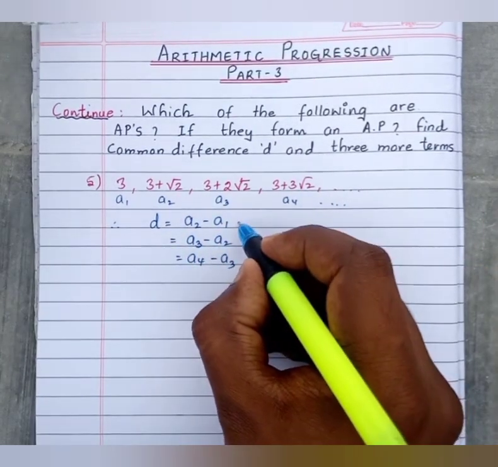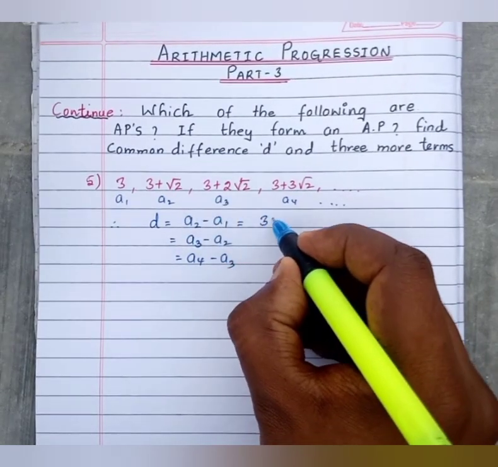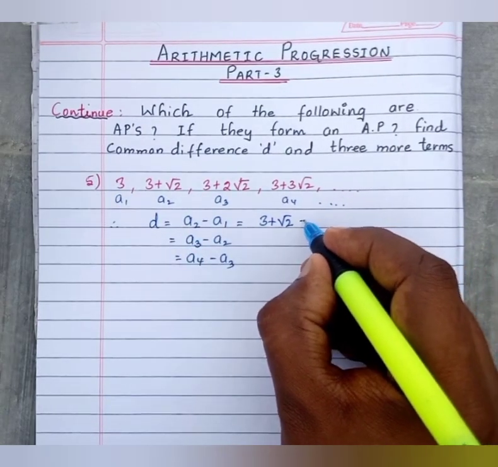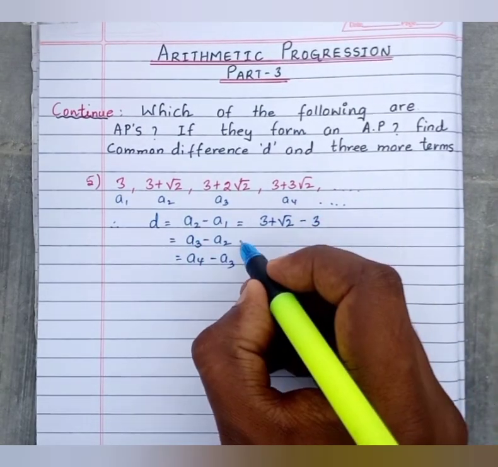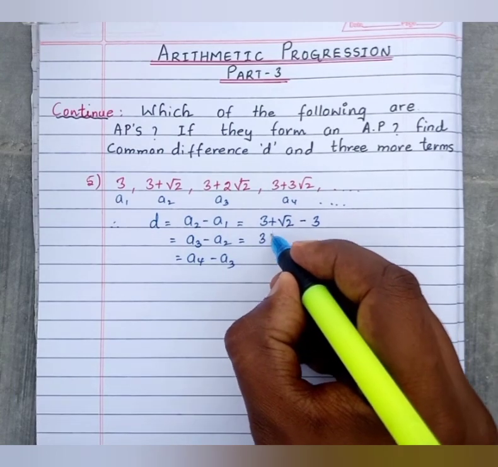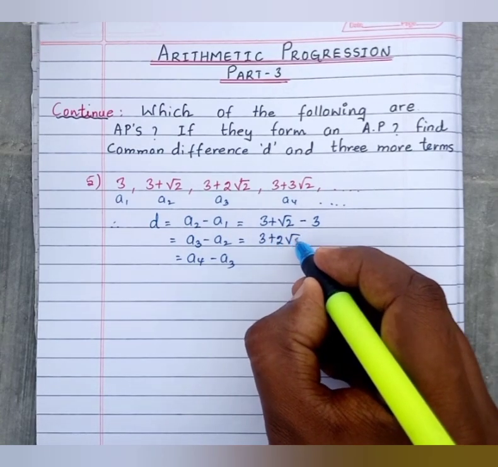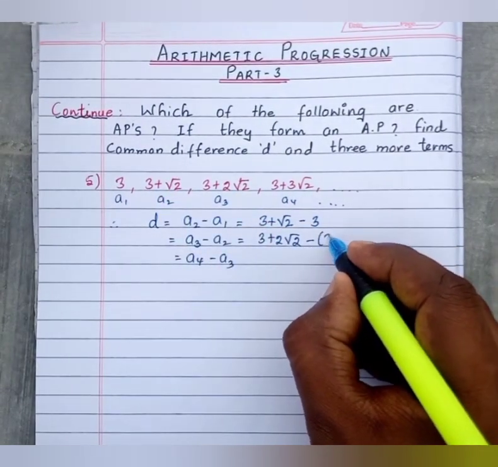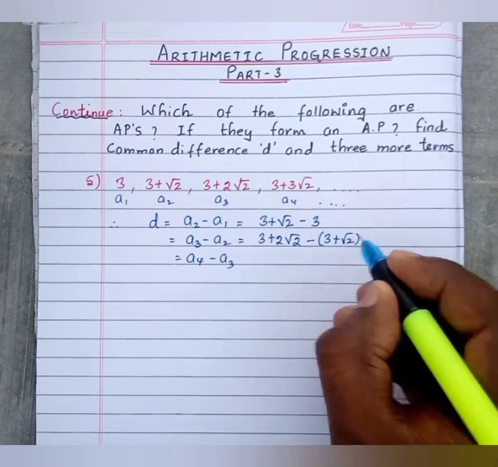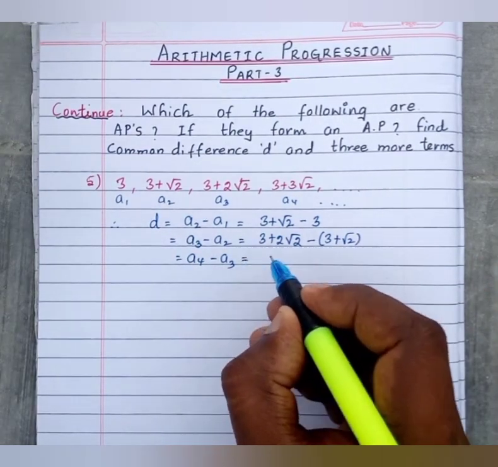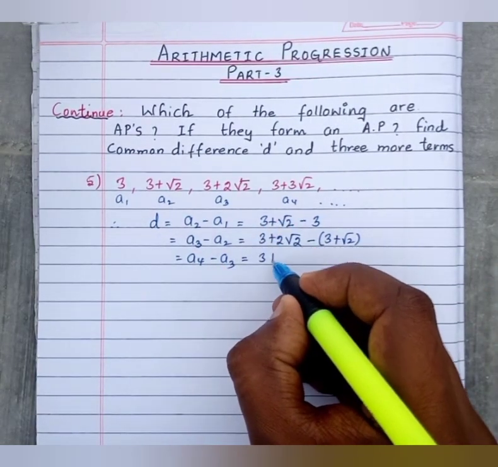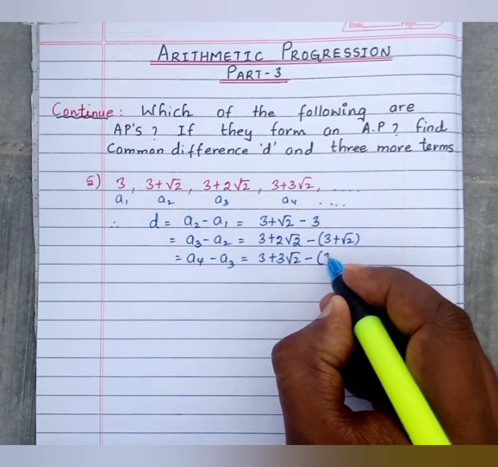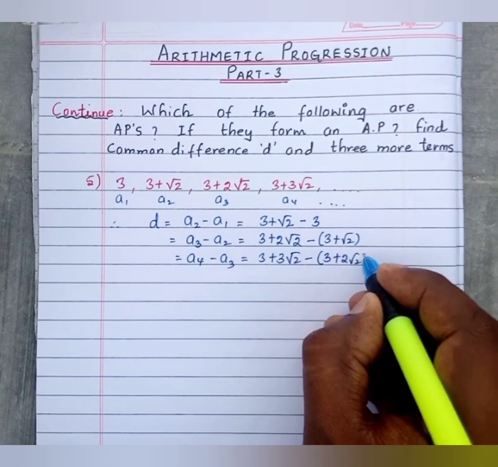What is A2? A2 is 3 plus root 2 minus A1, which is 3. In the same way, what is A3? 3 plus 2 root 2 minus A2. A2 is 3 plus root 2, I'll put it in the bracket. In the same way, what is A4? 3 plus 3 root 2 minus A3. A3 is what? 3 plus 2 root 2. Again, I'll put it in the bracket.